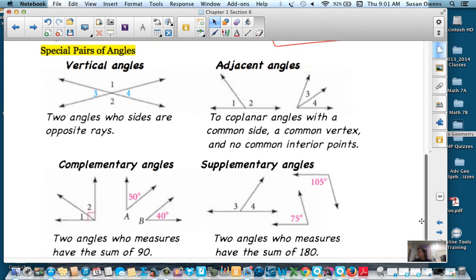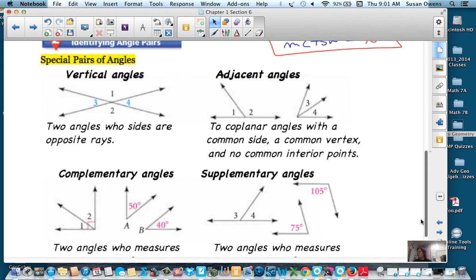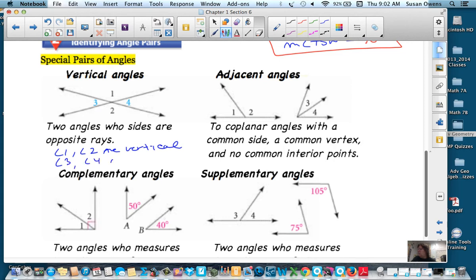Special pairs of angles. We use vertical angles a lot. Vertical angles are two angles whose sides are opposite rays. That's the definition. We are also going to have a vertical angle postulate, which is going to tell us something special about vertical angles, but we're not there yet. But vertical angles just say there are two angles formed by opposite rays. So, for example, 1 and 2 are vertical angles, and angle 3 and angle 4 are vertical angles.